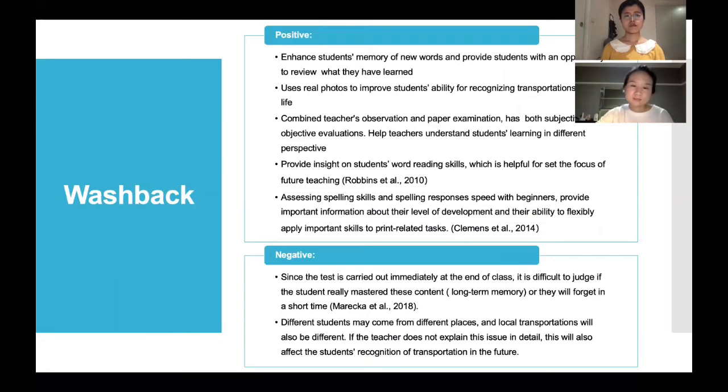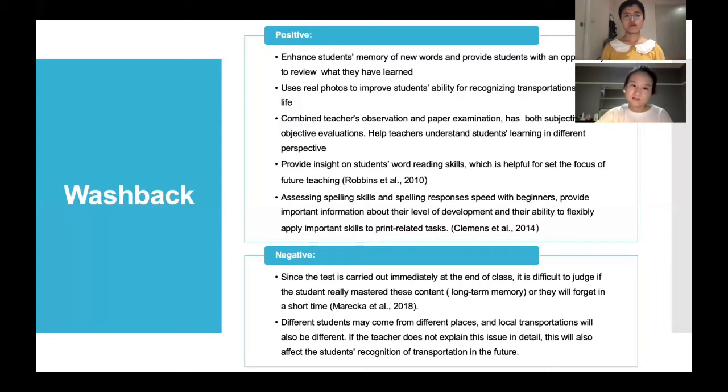Besides, this assessment combines teachers' observation and the paper test, providing both subjective and objective information, helping teachers understand students' learning from different perspectives. Moreover, assessing spelling skill and spelling response speed with beginners could give insight into students' word reading skills, which is helpful for the sentence focus of future teaching. It also provides important information about their level of development and their ability to flexibly apply important skills to print-related tasks.